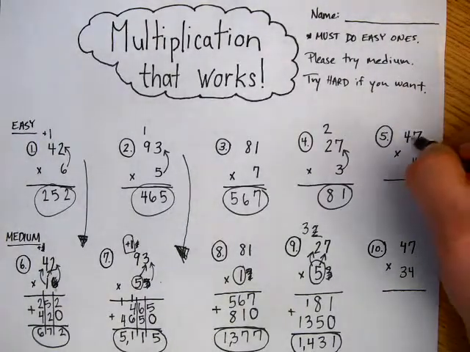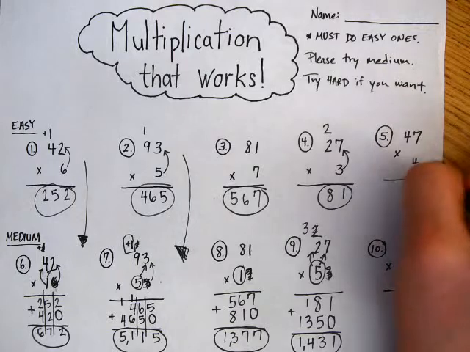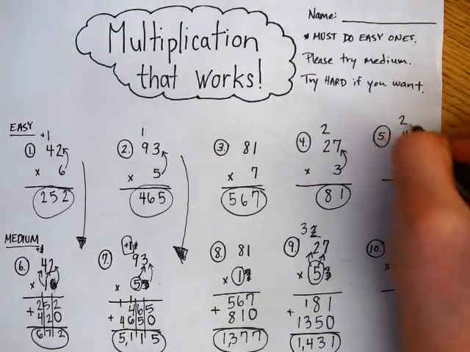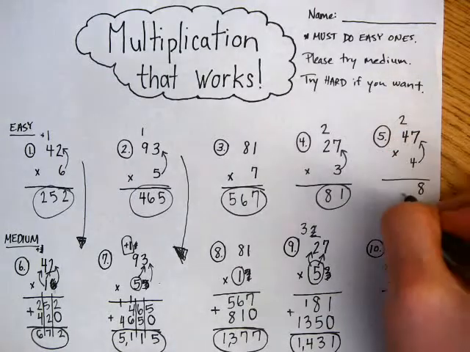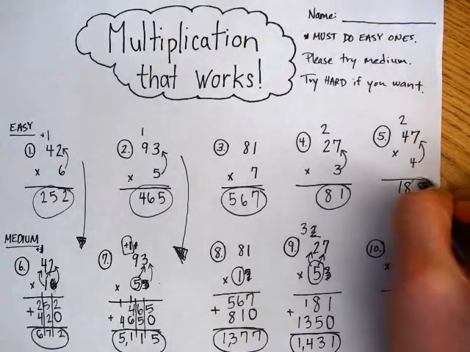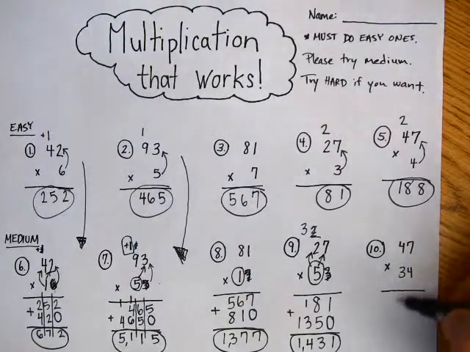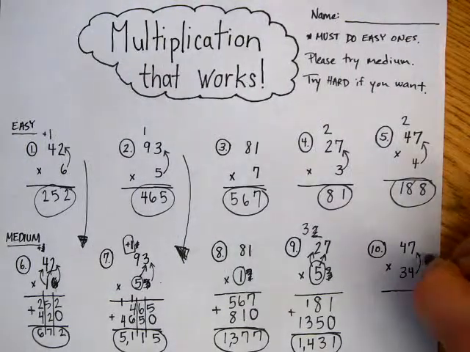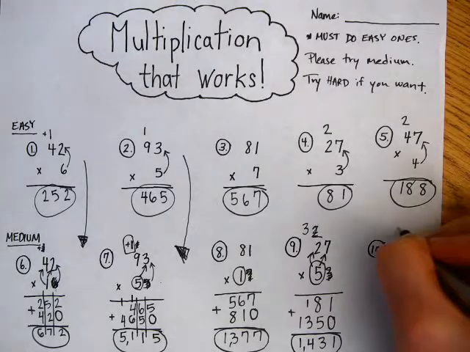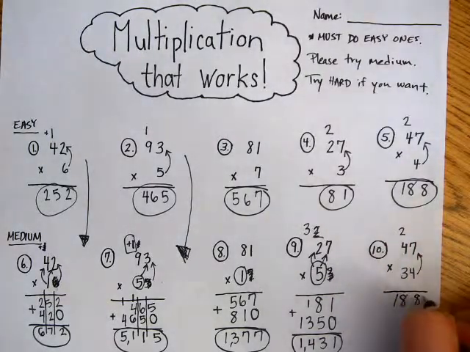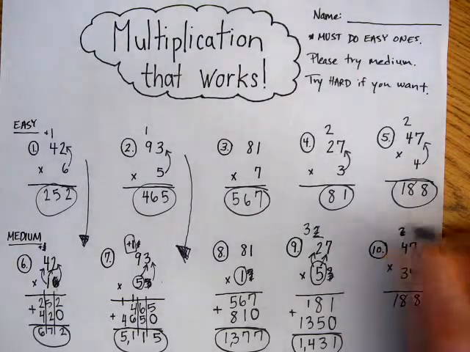Okay, next. Number 5. 47 times 4. 4 times 7 is 28. Down the 8, carry the 2. 4 times 4 is 16, plus 2 is 18. 188 is the answer. And then we should get 188 here. Let's check. 4 times 7 is 28. Down the 8, carry the 2. 4 times 4 is 16, plus 2 is 18. That's 188.